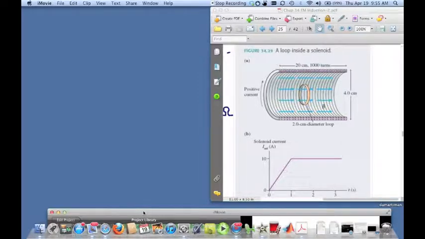So you have all the parameters there. The little ring has a 2 centimeter diameter. The solenoid is 20 centimeters long and it has 1,000 turns. The diameter of the solenoid, which I don't think you need, is 4 centimeters.